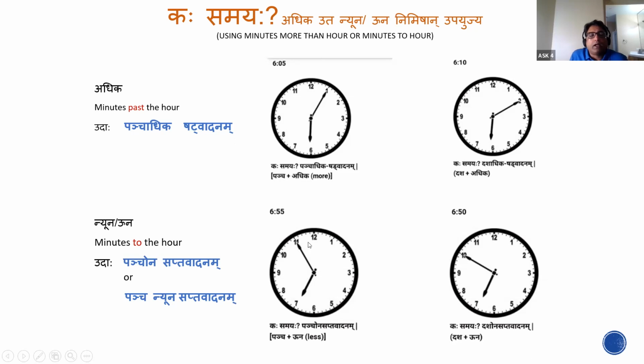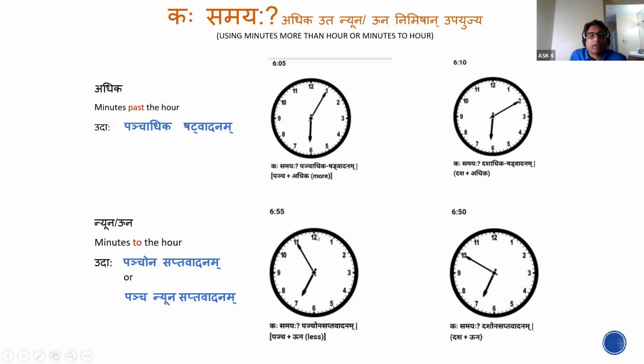6:55. Just like in English, you say it is 6:55, or you say 5 to 7. Same way, pancha una saptavadanam. Okay, pancha nuna saptavadanam. Both ways you can tell. So when you combine it, it becomes panchona saptavadanam. So suppose it is here, how will it be?